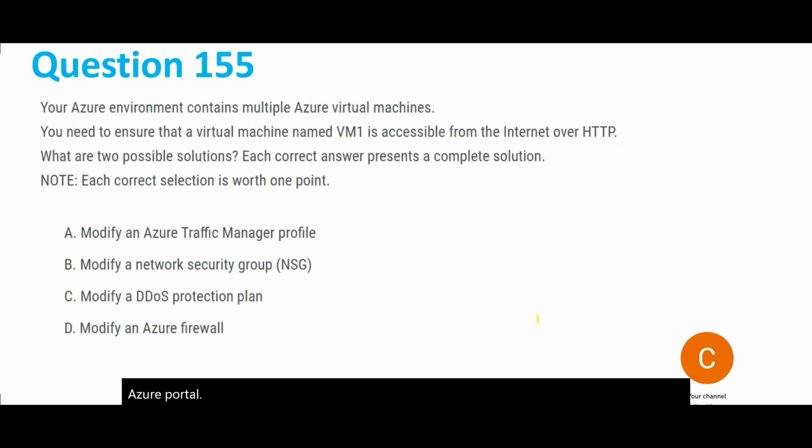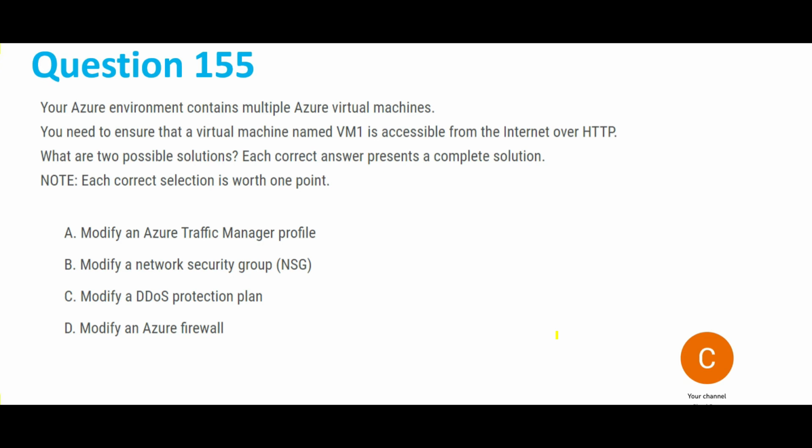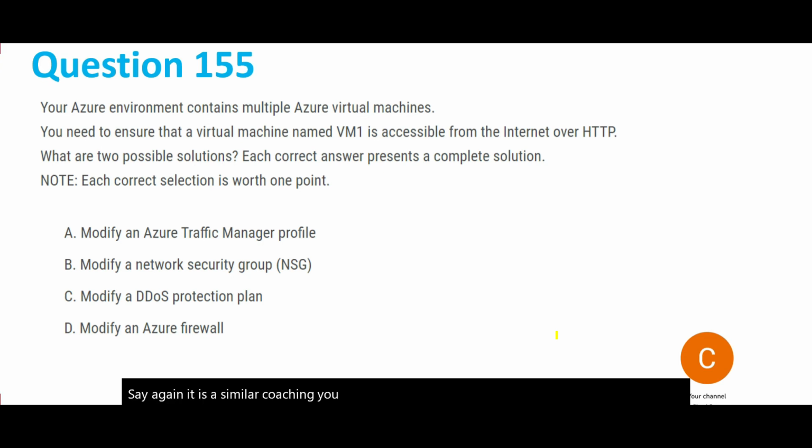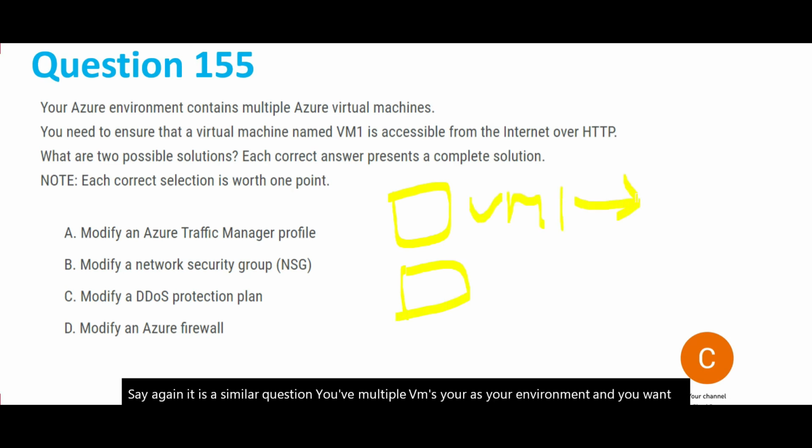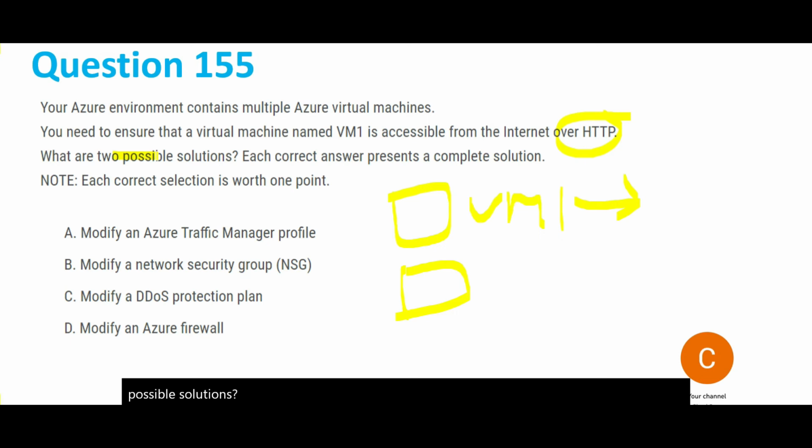Let's look at the last question of this video. See, again, it is a similar question. You have multiple VMs in your Azure environment, and you want to ensure that VM1 is accessible over the internet using HTTP protocols. So what are the two possible solutions? In this case, you have to use network filters because you will be accessing it over HTTP from the internet. If you talk about network filters, there are only two options here.